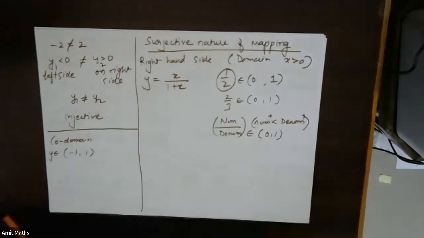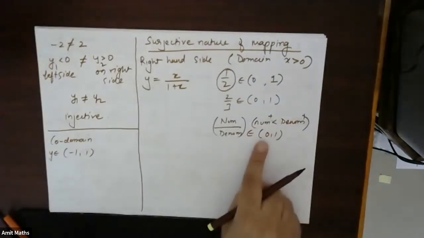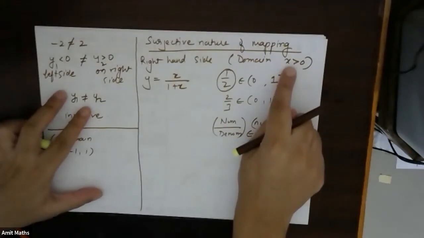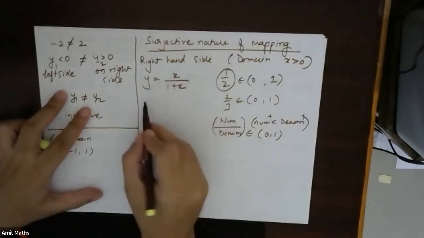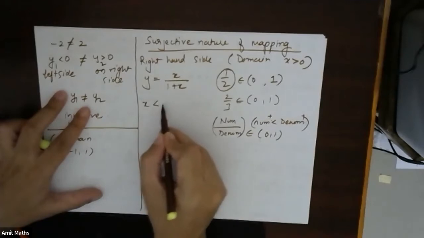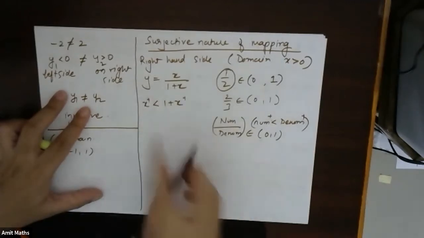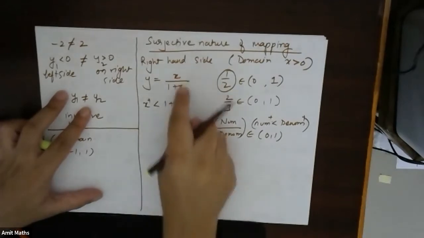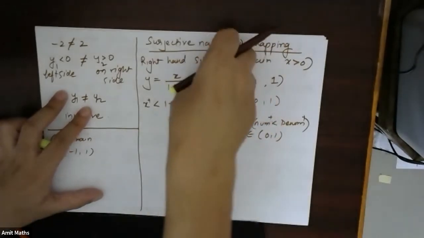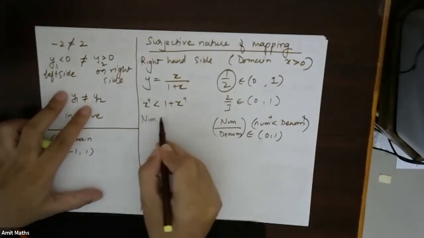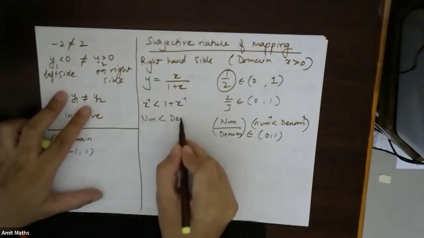Numerator is positive and denominator is positive. Both will lie in between 0 to 1. Here I have taken that x is greater than 0. In this case also, x will always be less than 1 plus x, because both are positive values. So the numerator will always be less than the denominator.